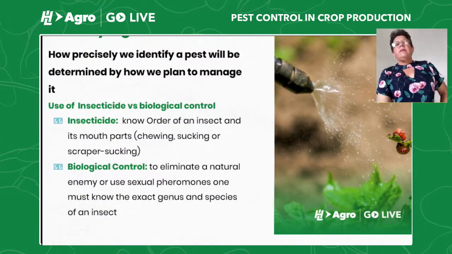How precise must the identification of a pest be? It depends on what we plan to do with it. To use an insecticide, you only need to know what order it belongs to and what mouth parts it has. But to be able to control it with biological control, you need to know the genus and the species. It has to be very specific.